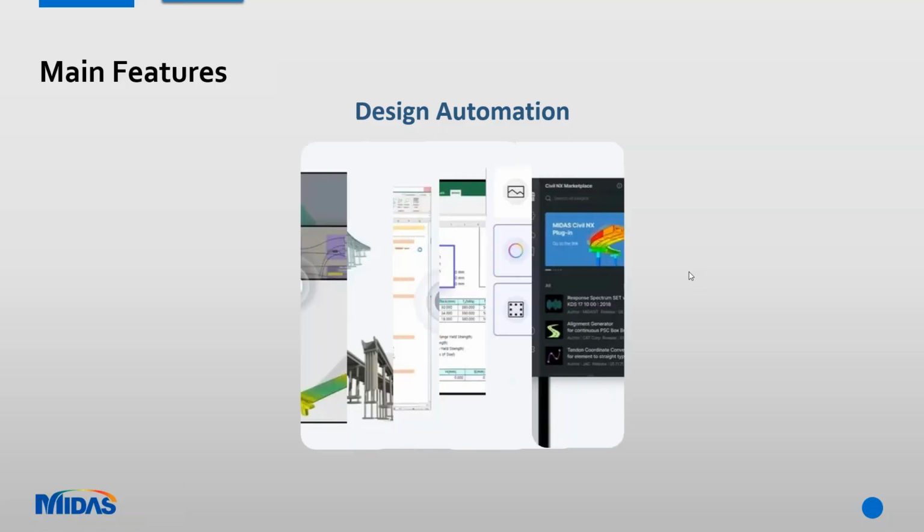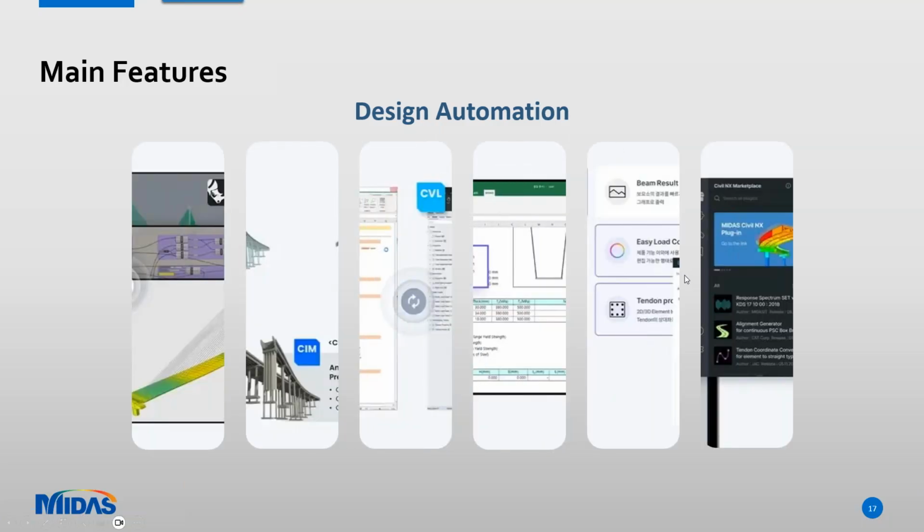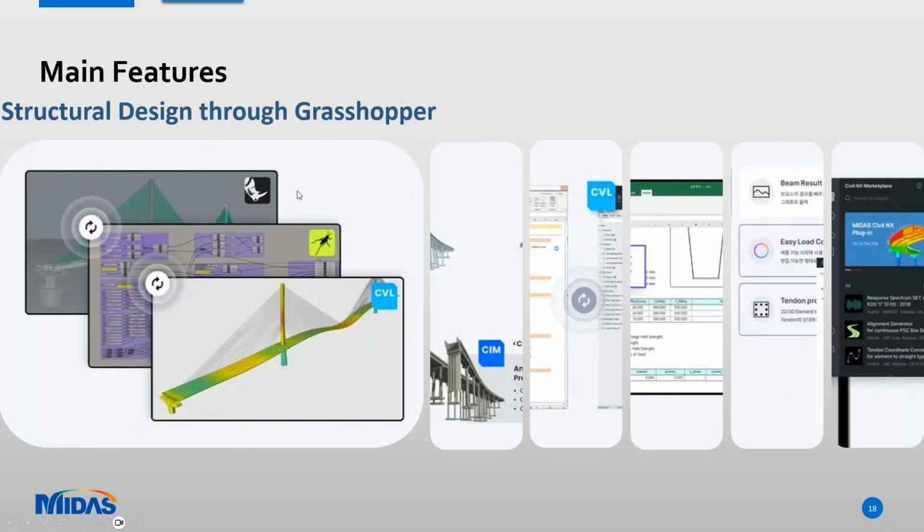Coming to the design automation, not only is it design automation, but also automation linked with other programming languages as well. Starting with Grasshopper along with Rhino, we can generate geometry using parametric based modeling with Grasshopper.